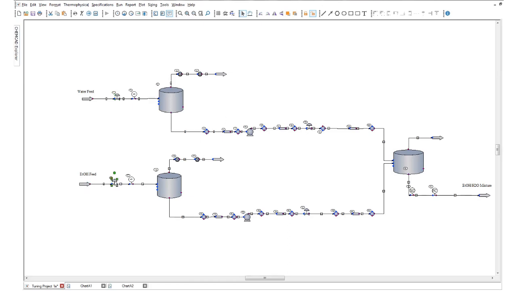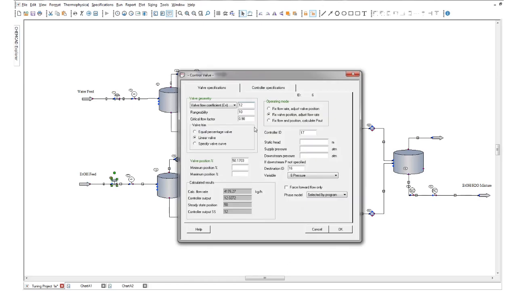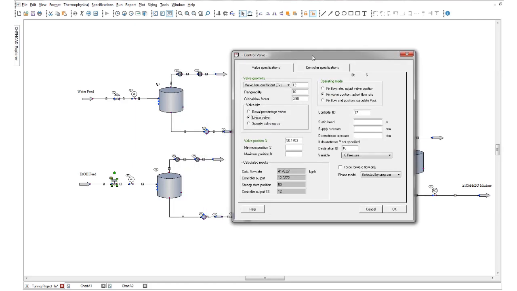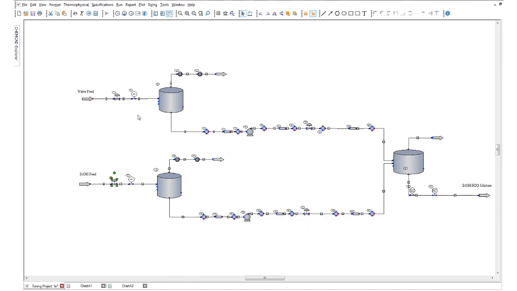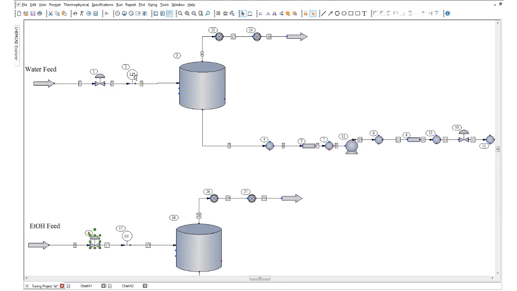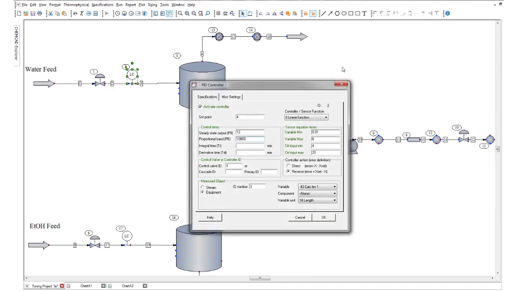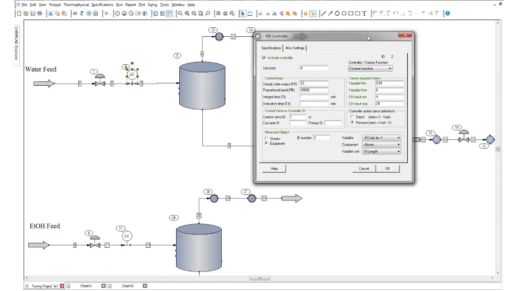I have a similar valve for my ethanol. Same valve coefficient C sub V. Again, it's a linear valve as well. It's being controlled by a level controller, given this ID, which is 17. And it also has a similar valve time constant. Let's look at the level controller. And this is how it works.